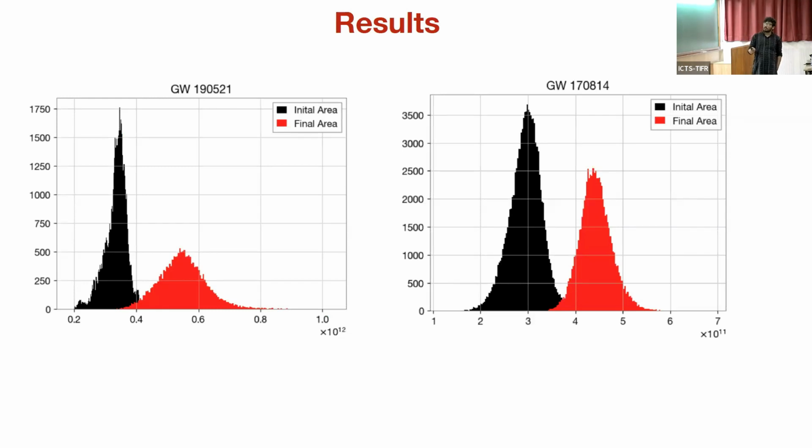So for example, for 190521 and 170814, here I have computed the area initial and area final. Of course, the Ringdown parameter is estimated in time domain, and the in-spiral parameter here is estimated in frequency domain, where f ISCO is the truncation point. And you can see that there is always a very small overlap between these two areas.